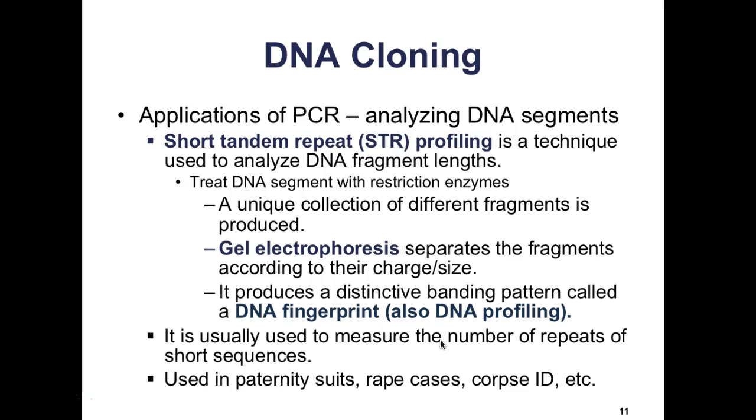We could look at gel electrophoresis. In gel electrophoresis, the gel itself produces these different bands of segmented DNA. Gel electrophoresis is very commonly used in biotechnology to identify, for instance, the father of a child when you know the mother's DNA and the child's DNA. Another example there, it produces a distinctive pattern called the DNA fingerprint, or also DNA profiling.